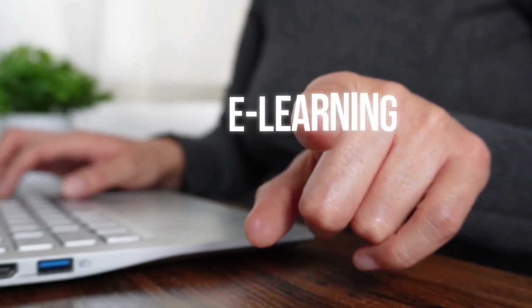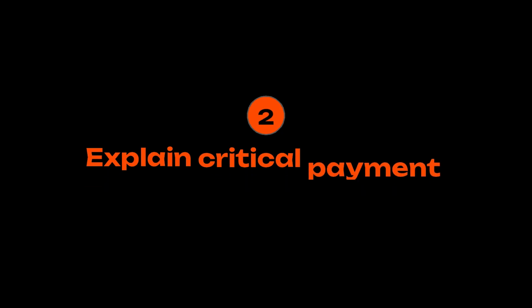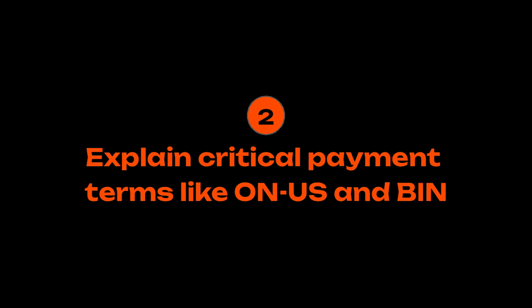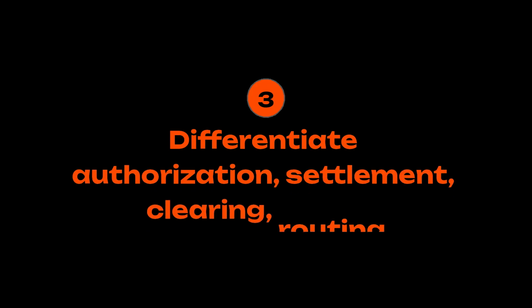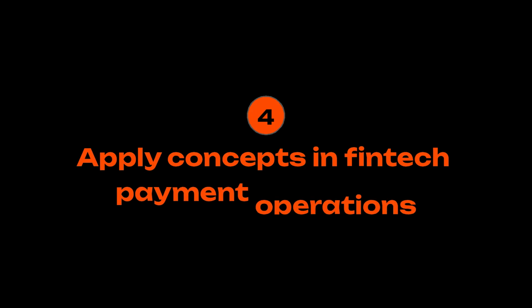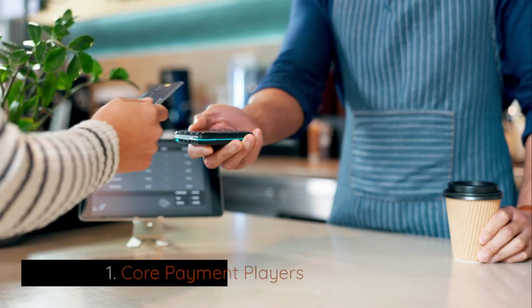Learning objectives. By the end of this video, you'll be able to understand core payment players and transaction flow, explain critical terms like on us, not on us, PAN, and BIN, differentiate between authorization, settlement, clearing, and routing, and apply these concepts in real-world fintech or payments operations. Let's get into it.